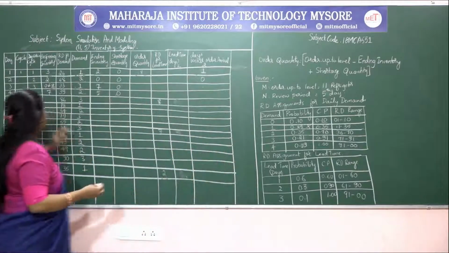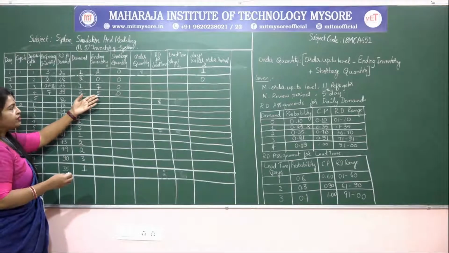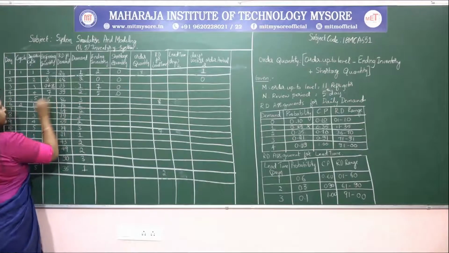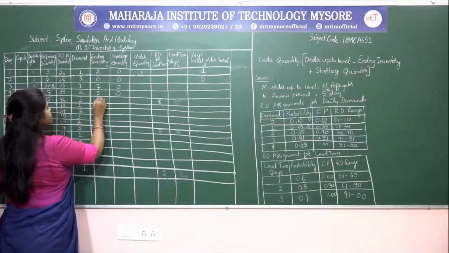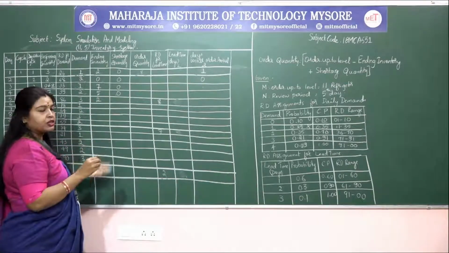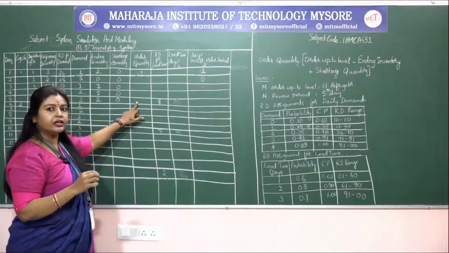Okay, so now, what is the beginning inventory? That will be equivalent to the ending inventory of the last day, so that is 5. What is the demand on that particular day? 3. So therefore 5 minus 3 is 2. Is there a shortage quantity? No shortage quantity. Now we need to check for order quantity.